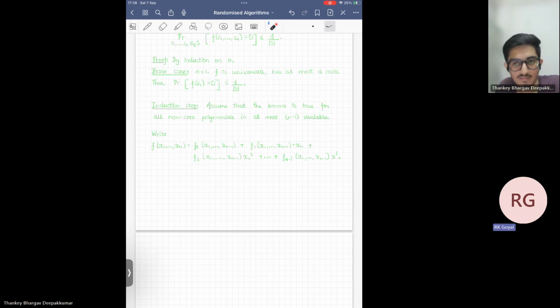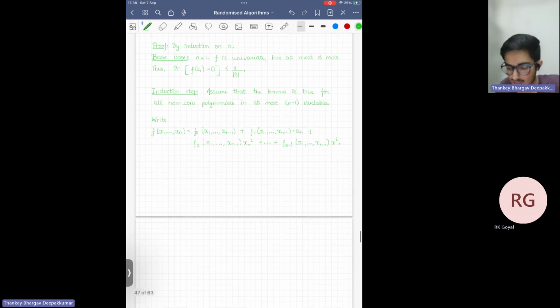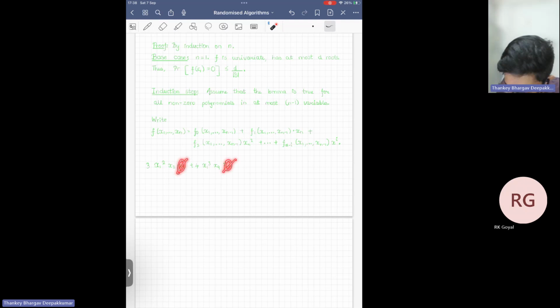So you are using the term sum. What does this sum refer to? The addition of the monomials excluding the term xn. Let's say I had x1 squared, x2, xn. I would take xn common from both. Then whatever remains, that is my f1. So it's this plus this.